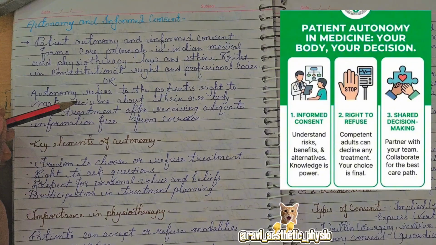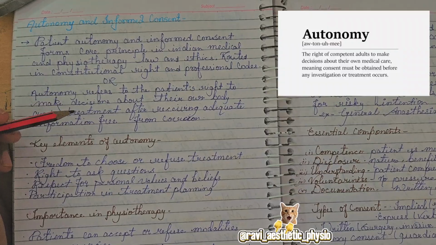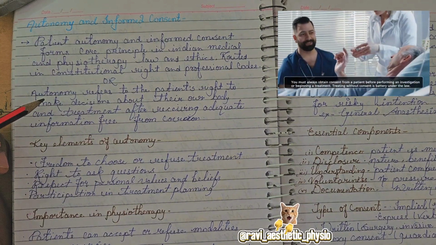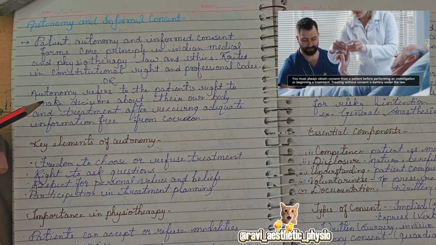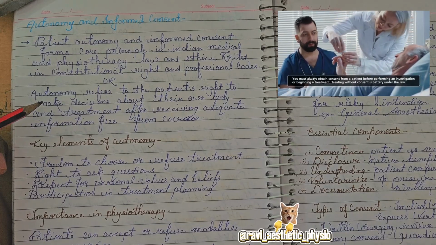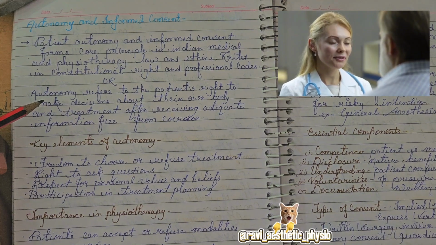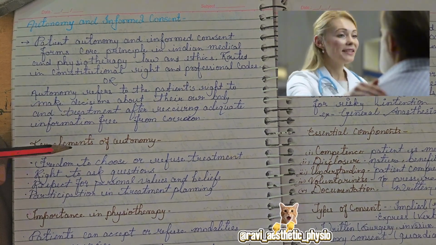So autonomy refers to the patient's right to make decisions about their own body and treatment after receiving adequate information, free from coercion. The patient has the right to be aware of all treatment procedures provided by the therapist or doctor. Also, the informed consent form must be signed by the patient voluntarily. Key elements of autonomy.